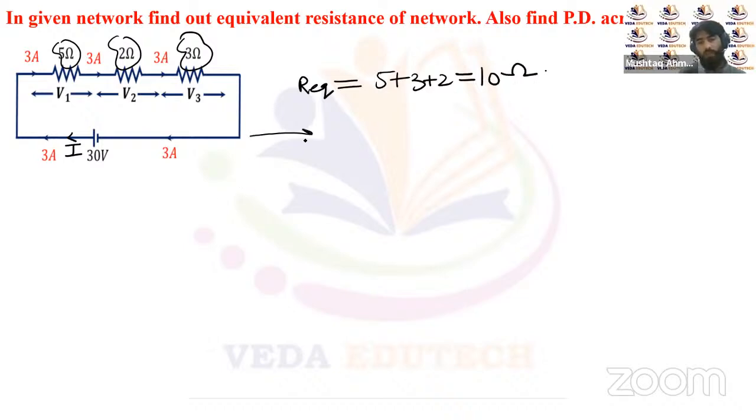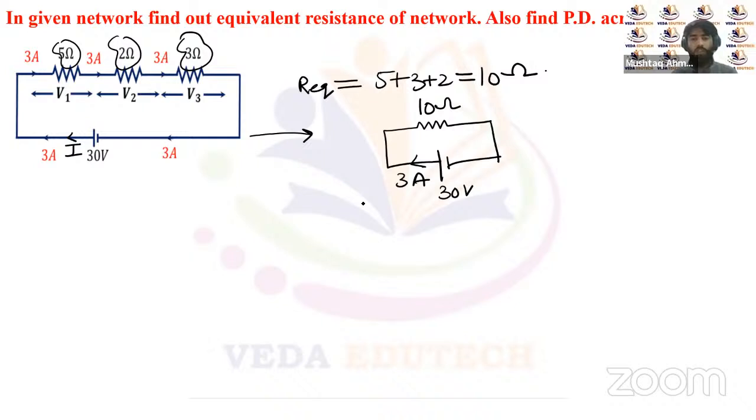So the equivalent circuit for this circuit will be like this. This will be the 10 ohm resistor, and this is the battery of 30 volt, and the current flowing is the same, equal to 3 amperes. So this is the equivalent circuit for this series combination of three resistors.